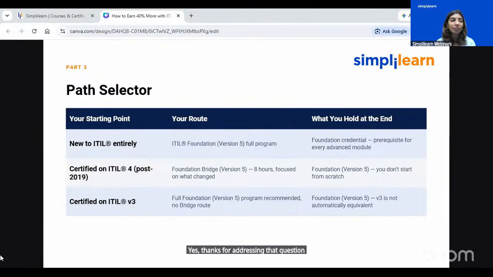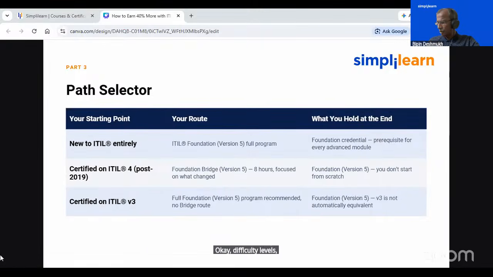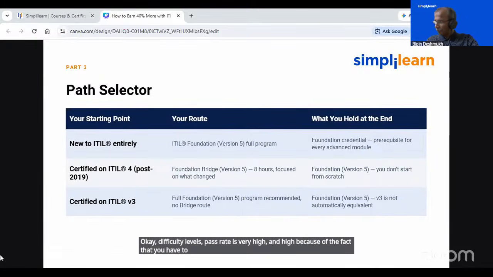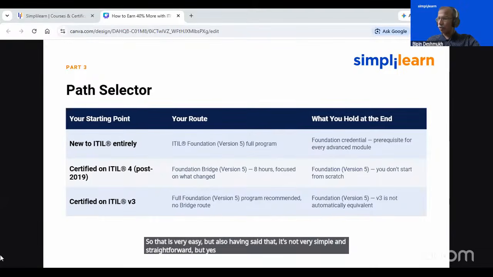And there's one more question I think is relevant. So, this attendee wants to know what's the pass rate and difficulty level for this exam. Okay, difficulty levels, pass rate is very high, because you have to be very careful, and basically because this is also a prerequisite. Why should it stop you from going for higher grades of examination? So that is very easy. But having said that, it's not very simple and straightforward. But yes, you need to focus and concentrate on what you need to do.